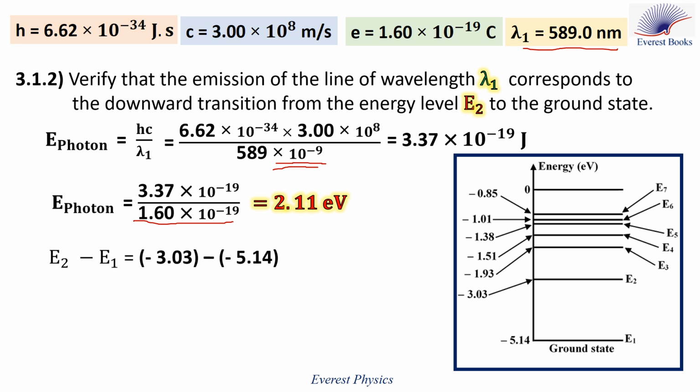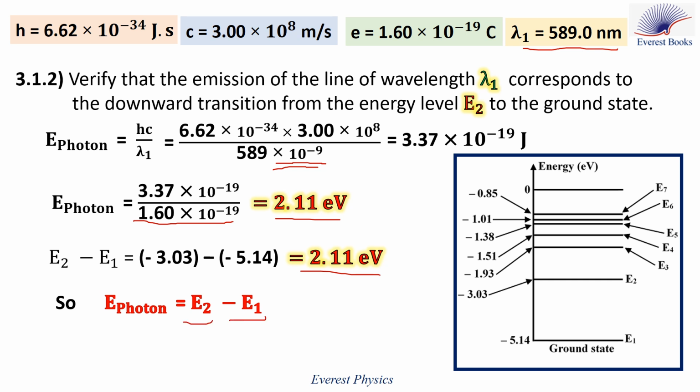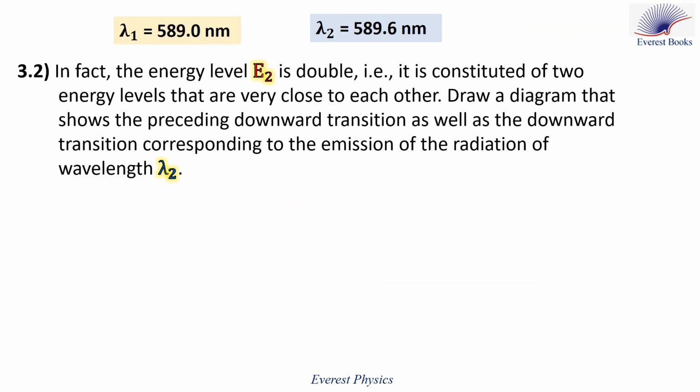Now let's calculate the difference of energy between E1 and E2. This gives you 2.11 electron volts. Compare the two answers. The photon energy is equal to E2 minus E1. Then, yes, the line of wavelength lambda 1 corresponds to the downward transition from the energy level E2 to the ground state.